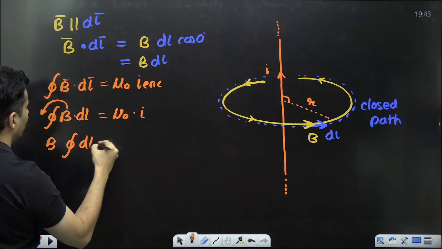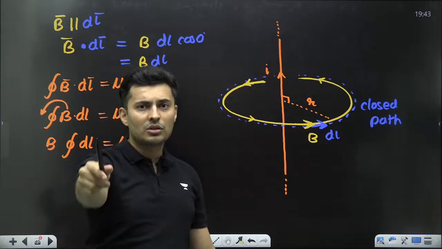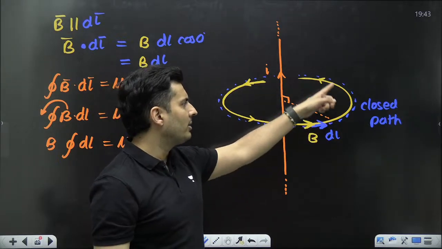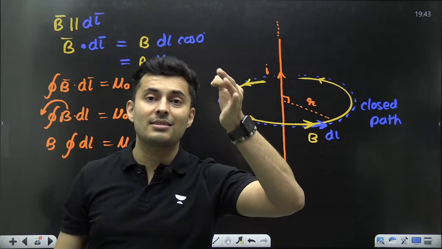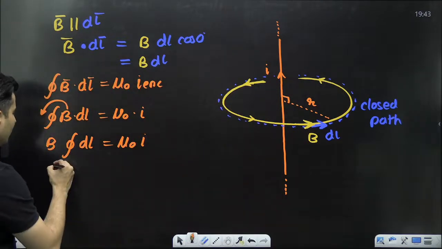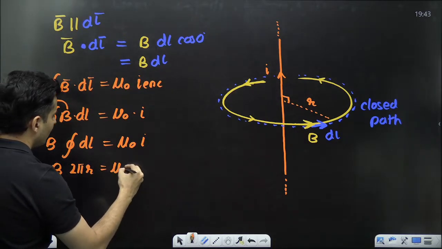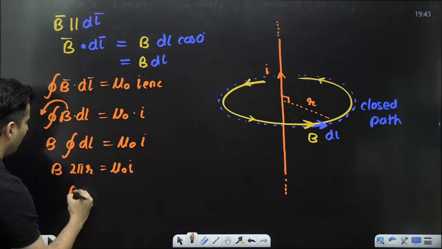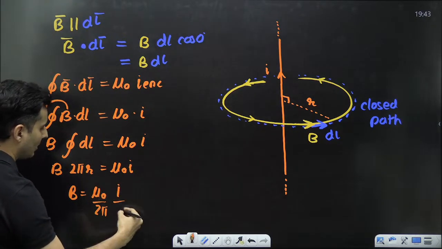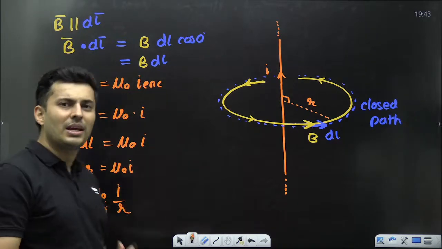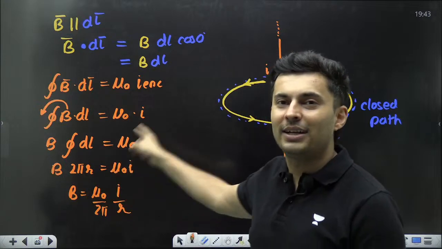Just the integration of dl. You'll be like, sir, I have to integrate dl. How do I integrate dl? Use common sense. dl plus dl plus dl plus dl. What is that? Perimeter. Circle's perimeter, circumference. So that will be nothing but 2 pi r, which is nothing but mu naught I. Therefore B will be mu naught, 2 pi comes below, I is on the top, r also comes below. So that is the answer which we anyways knew, but this is the proof of it using Ampere's law.